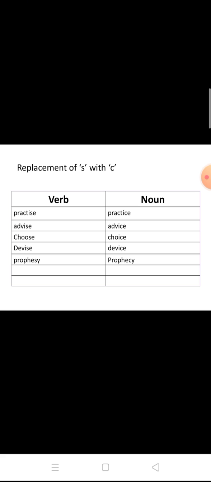In the same way, advise, s is there, but if you have to change it into a noun, it will become advice, but the only difference is of c. Instead of writing s, we have to write c. Choose will become choice. Devise will become device. Prophesy will become prophecy. The pronunciation will remain the same, but the only difference is that instead of writing s, we have to write c.